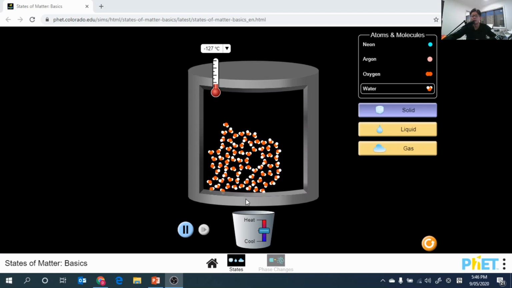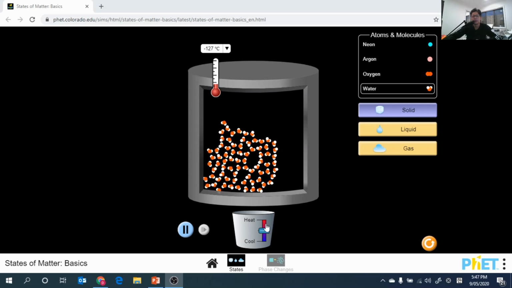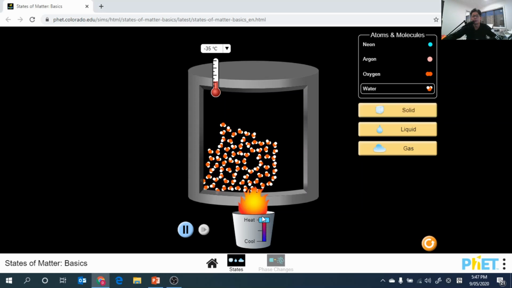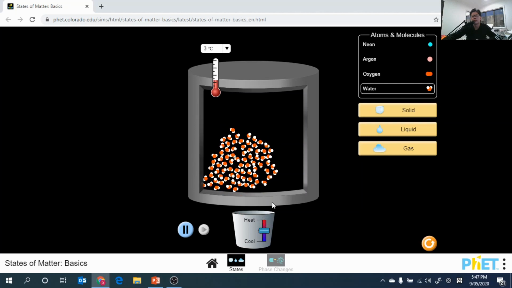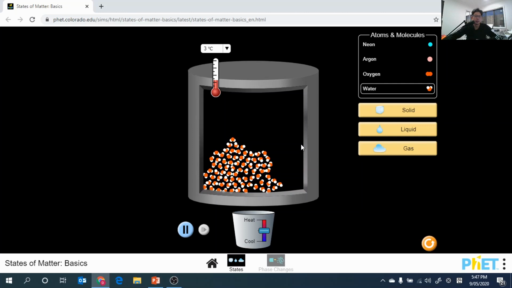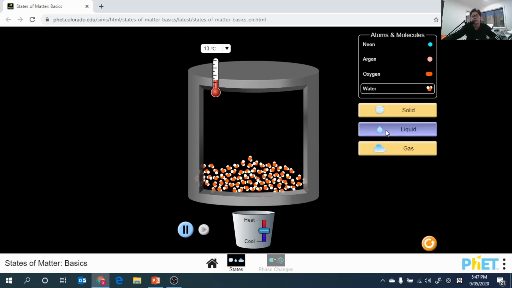We're going to start off with water in its solid form or ice. So that's around negative 127 degrees. That is very cold. So the particles aren't moving that much. They're just vibrating very little. So let's heat that up a bit. Let's heat it up to just over 1 degree. Now it is much more free flowing. The particles are moving much more because now it is in the liquid form. Let's click liquid here. So we've gone even higher in temperature to about 13 degrees. And now they're moving even more and they've taken the shape of the container.